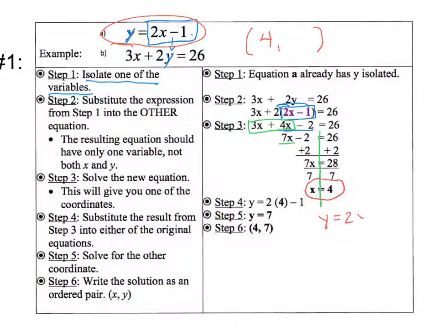They've taken this y equals 2x minus 1, and we've plugged in the x right here. So we plug in our 4. 2 times 4 is 8. 8 minus 1 is 7. That's how they get their ordered pair of 4, 7. All right, so let's try this whole thing again without the steps in front of us.